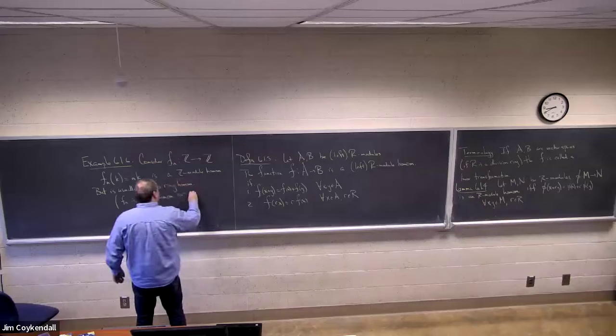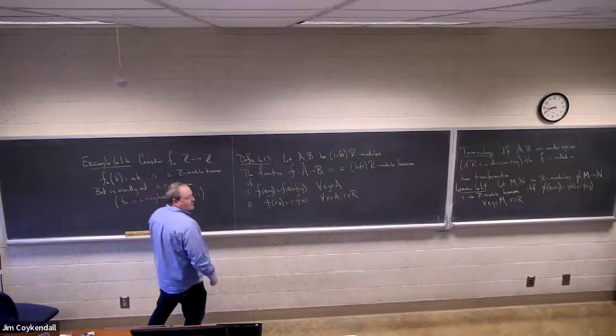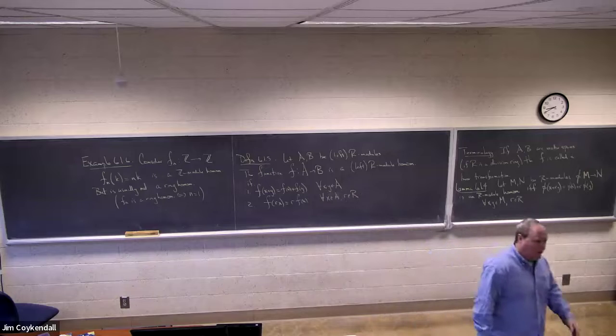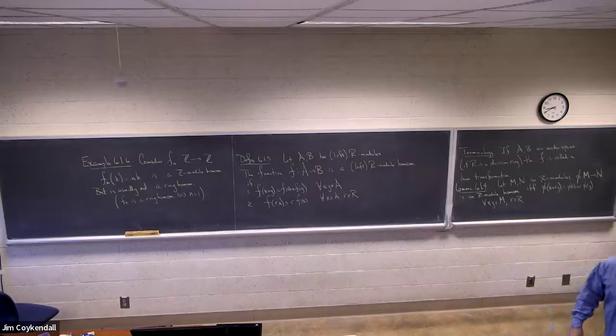I'm gonna do this. It's clearly a ring homomorphism if n equals one, right? Because it's just the identity. Do I agree with that?